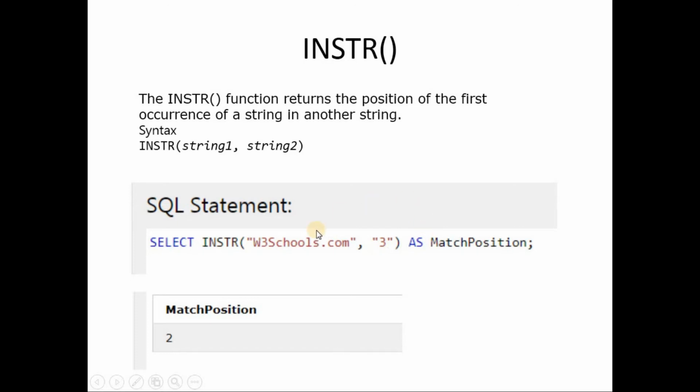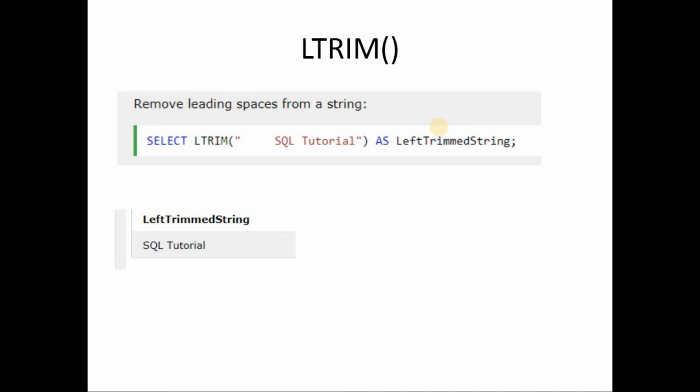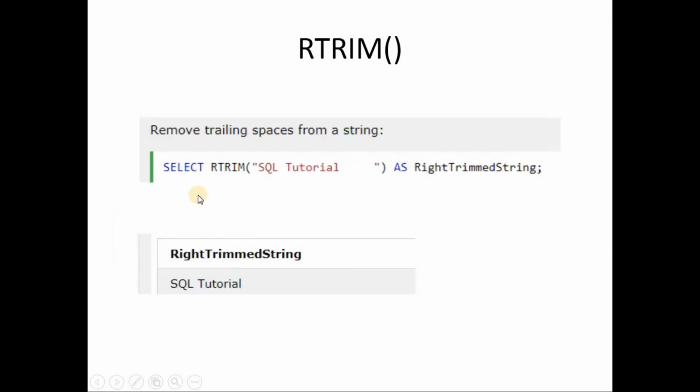Okay, clear? Okay, now this LTRIM is there. LTRIM is used to remove the leading spaces. See, SELECT LTRIM, there are spaces here, SQL Tutorial as LeftTrimmedString, so it will remove these spaces. Okay, it will remove these leading spaces, that is LTRIM. And RTRIM is there, so it will remove the right spaces, that means these trailing spaces, it will remove from the string.